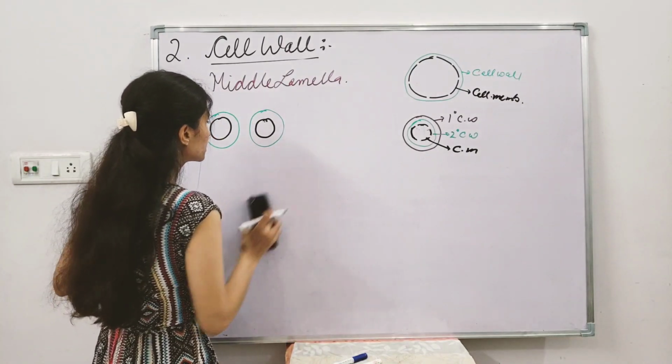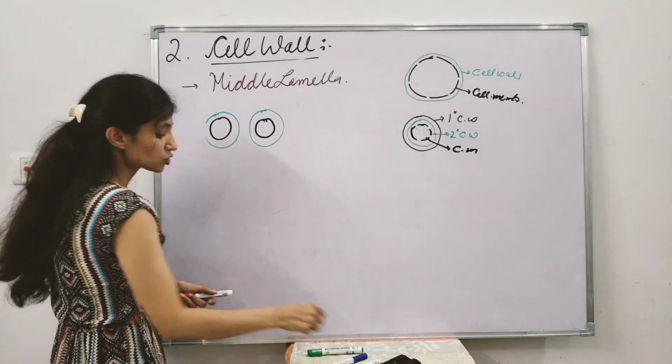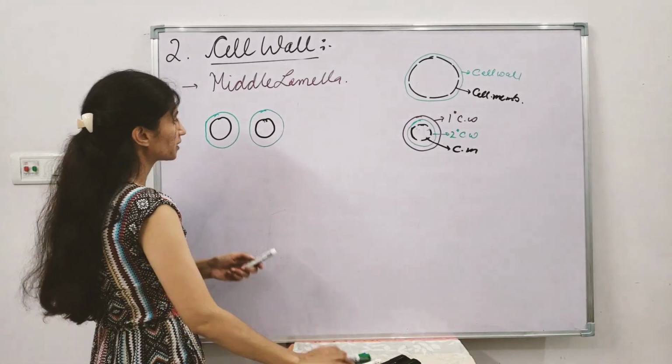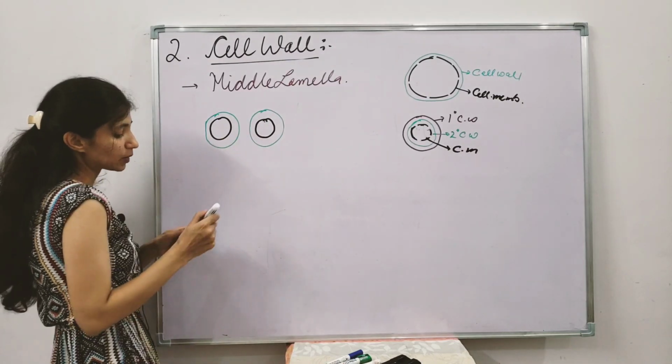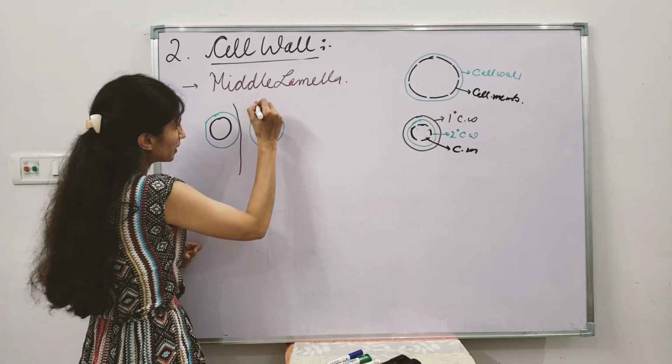Now what will happen to these cells is that in between these two cell walls, the green ones, where the cell wall is green and the cell membrane is black, they will have another layer present.